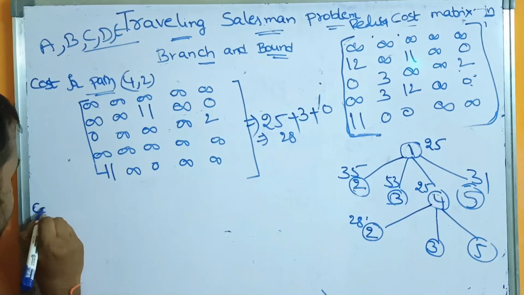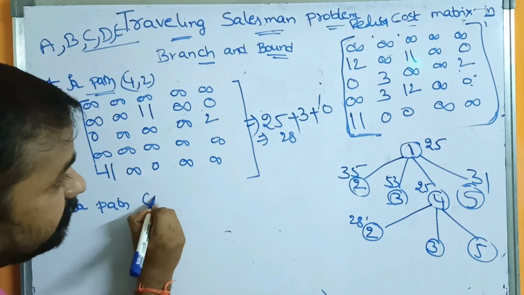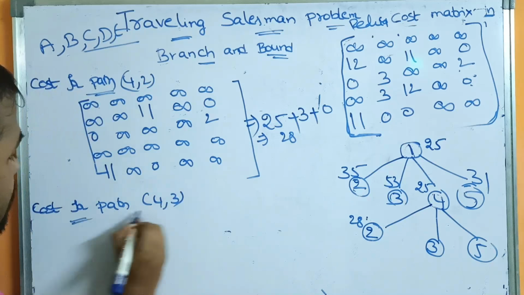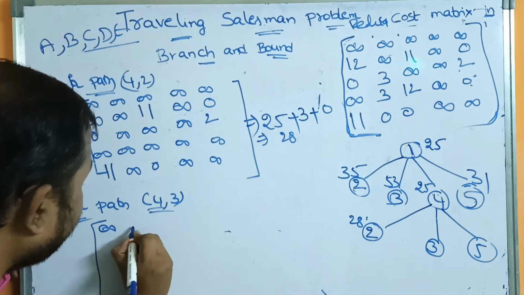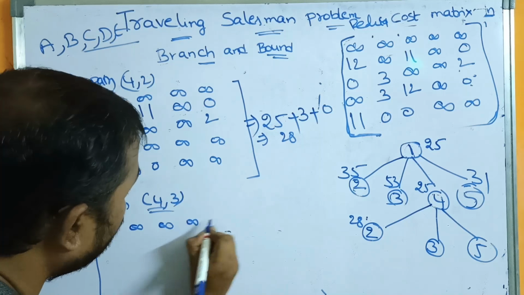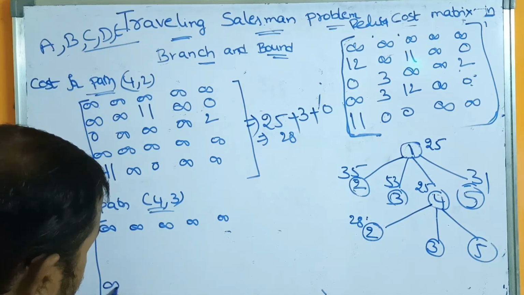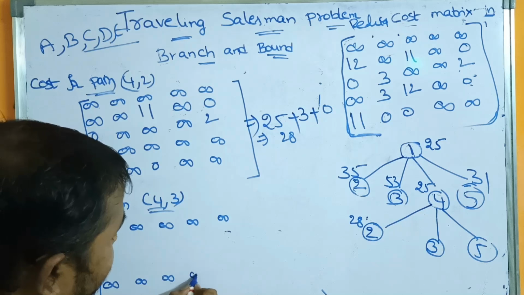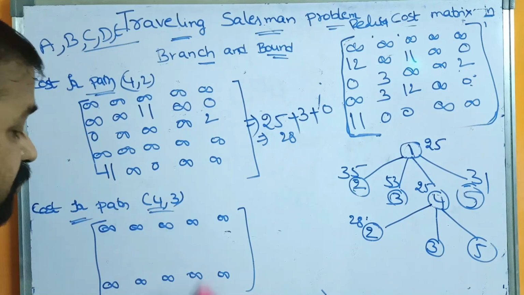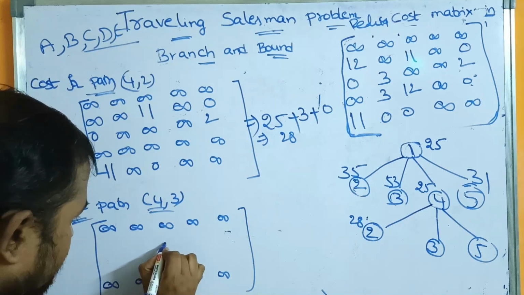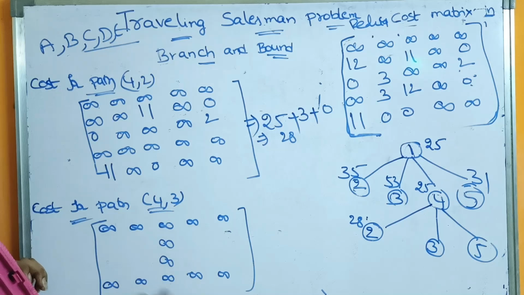So let us determine the cost for the path 4 comma 3. Let us note down the first row here. First row means all are infinity. So 1, 2, 3, 4, 5. All the entries of the fourth row should be changed to infinity. So this is the fourth row. Let us change all the entries to infinity. And all the entries of the third column are to be changed to infinity. So this is the third column. 1, 2, 3, 4, 5. All the entries of the third column are changed to infinity.